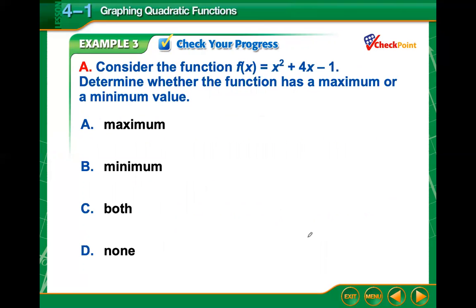All right, consider the function f of x equals x squared plus 4x minus 1 and determine whether it has a min or max. Looking here at our a value, we see that it is a positive a value. So that means it opens upward, and so we would have a minimum. So our answer is B, minimum.